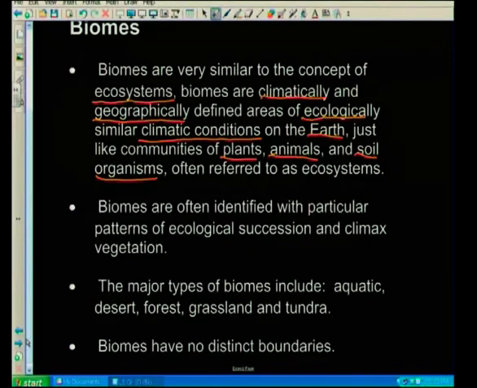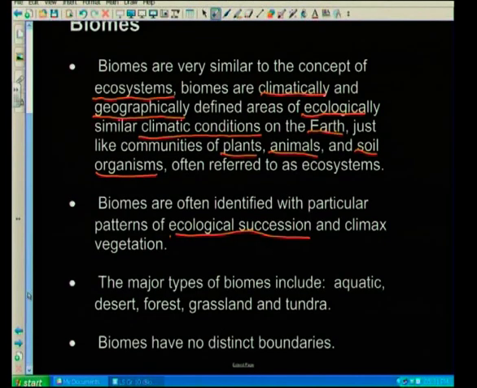Let's move on to a definition of a biome. A biome is often identified with particular patterns of ecological succession. That has to do with the different types of plants that grow there, the different levels of plants that grow there. We are going to look at that also in the next session.